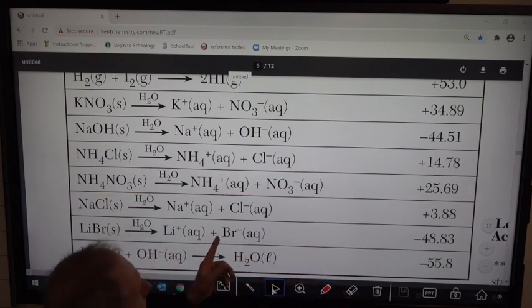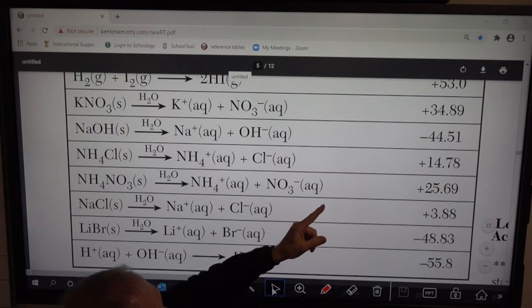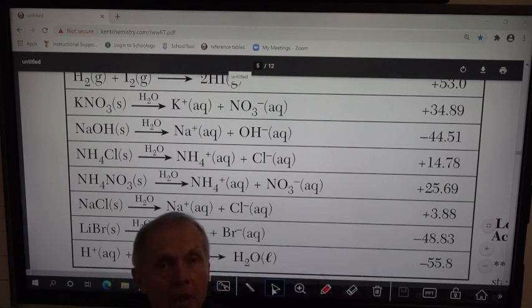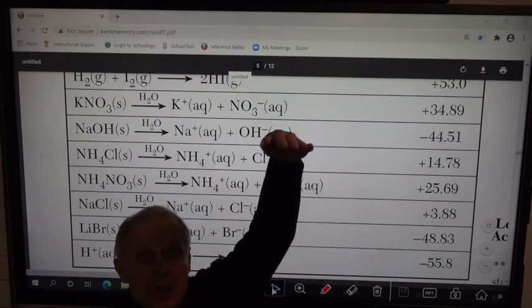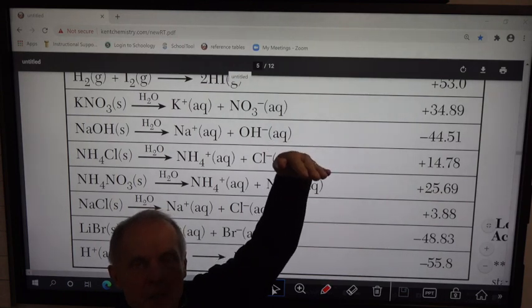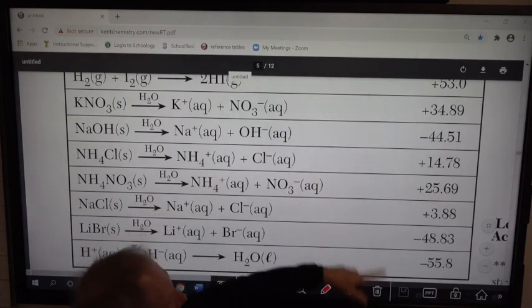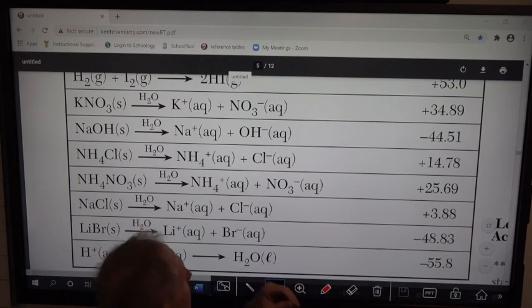So the deal is, the higher the positive number, the higher the products are, the less stable they are. Maximum enthalpy. So let's see which is the least stable products.